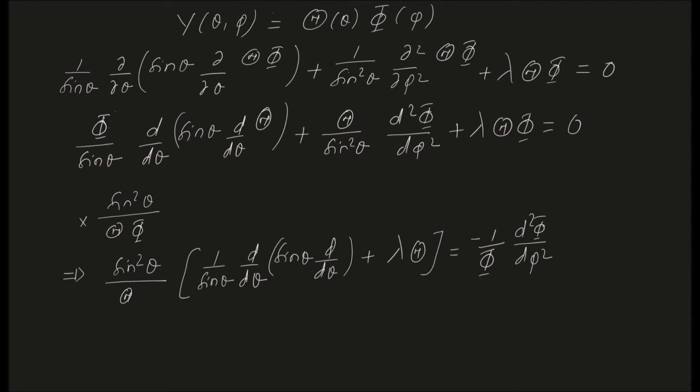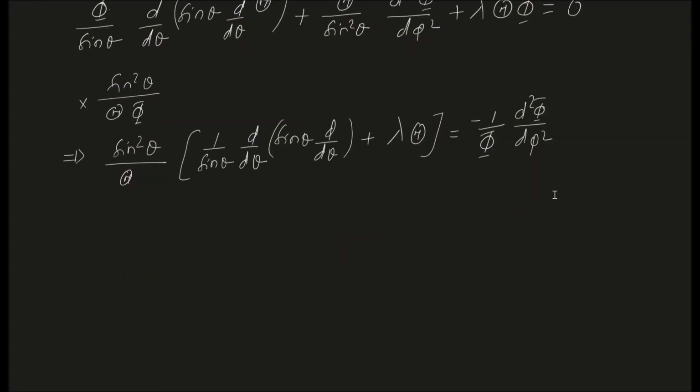So this exercise we have done several times using the method of separation of variables. Now you see that the left hand side is a function of capital theta and the right hand side is a function of capital phi. And we know that this is true only if both sides are separately equal to some constant, and we take that constant as m square, because both sides have separate variable dependence.